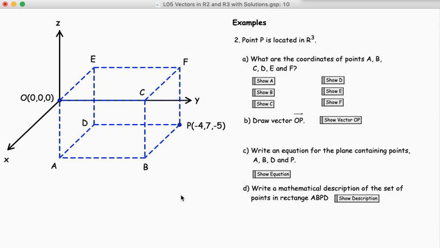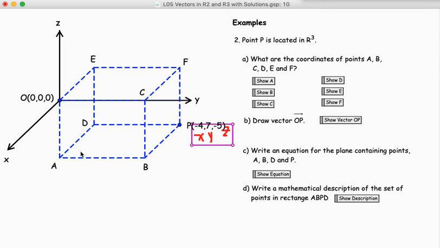All right, example number 2. Point P is located in R3, so that its coordinates are -4, 7, -5. What I would like you to do is tell me what are the coordinates of A, B, C, D, E, and F. Now, let's be clear when we're doing this, that's the X component, that's the Y, and that's the Z.